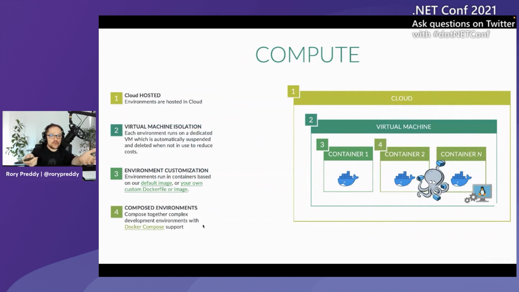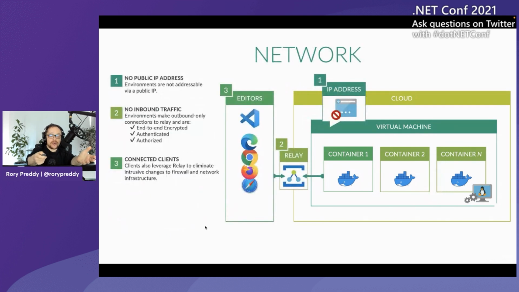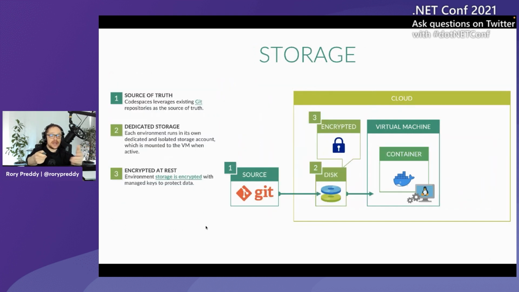So what is the Docker compute there? It's cloud hosted. You've got virtual machine isolation, so it is secure. Nothing in, nothing out unless you use relay ports. You've got environment customization, so you can customize your Dockerfile, and you can even use Docker Compose. For your network, there's no public IP address. Everything is relayed, and I'll show you exactly how that works, but it's port forwarding, and then you can connect your clients via that relay. Storage: you actually store it on the Docker container, so your single source of truth is using Git.